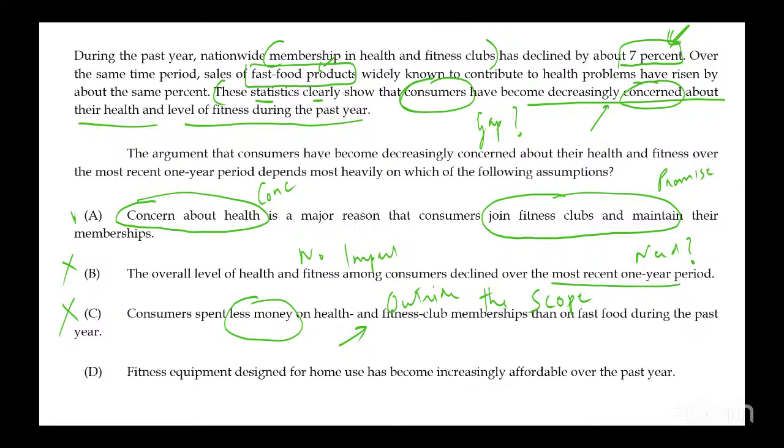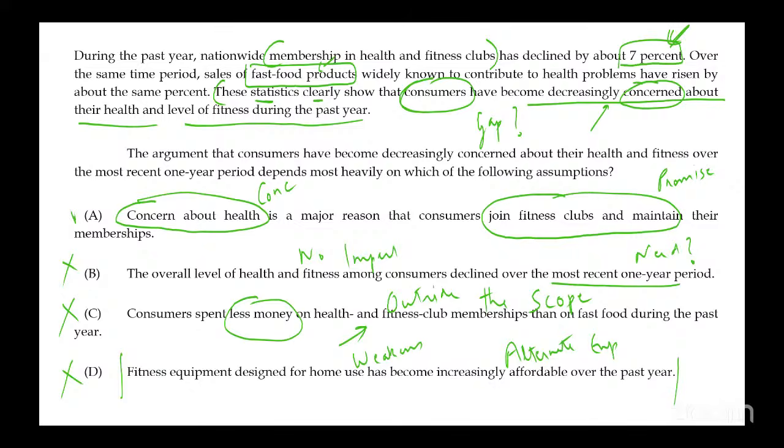D, fitness equipment designed for home use has become increasingly affordable over the past year. That too. So it looks like providing an alternate explanation. Yes or no? It looks like they have started working out at homes. So, in fact, this looks like something that weakens the argument, that it's not that they are less concerned. It's just that they have started working out from their homes because fitness equipment has become increasingly affordable. So it attacks the argument, and therefore it cannot be the assumption.